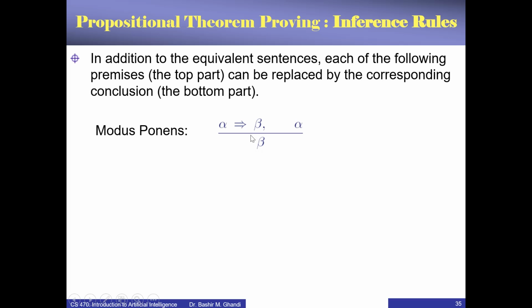This seems obvious. Alpha implies beta and alpha is true, so definitely the conclusion will be beta. Basically the result depends now only on beta. If beta is true, we will have true. If beta is false, we're going to have false.